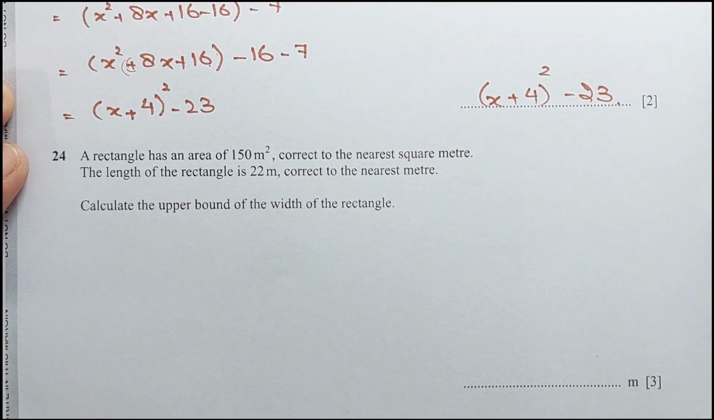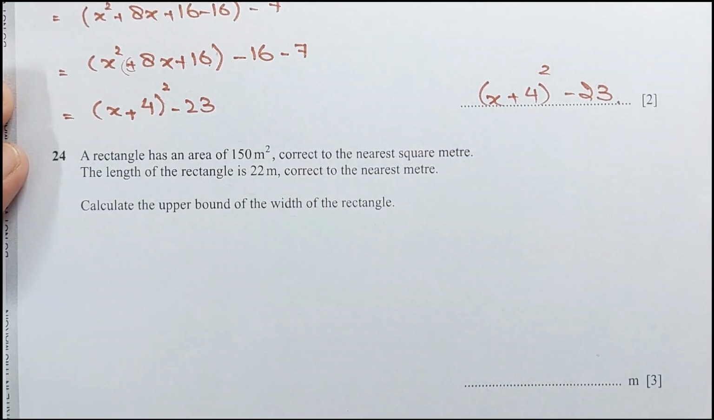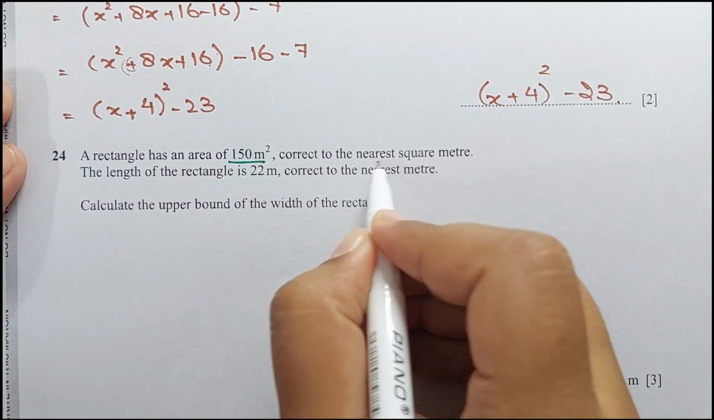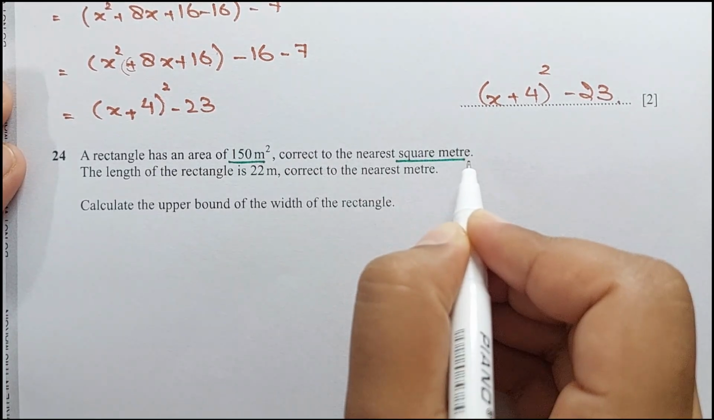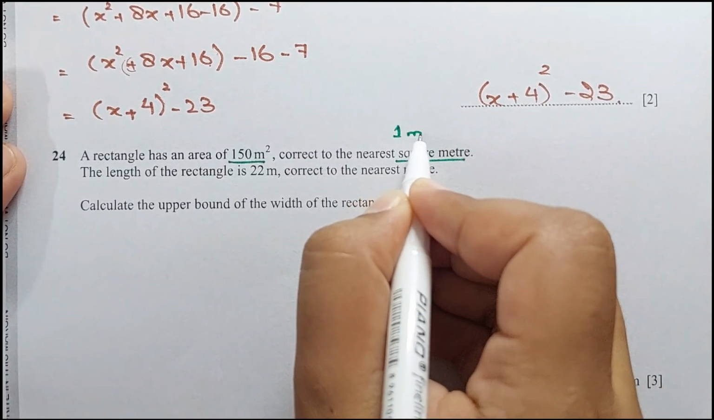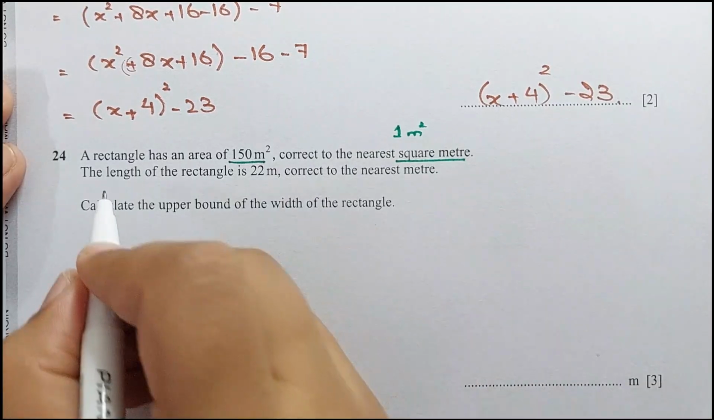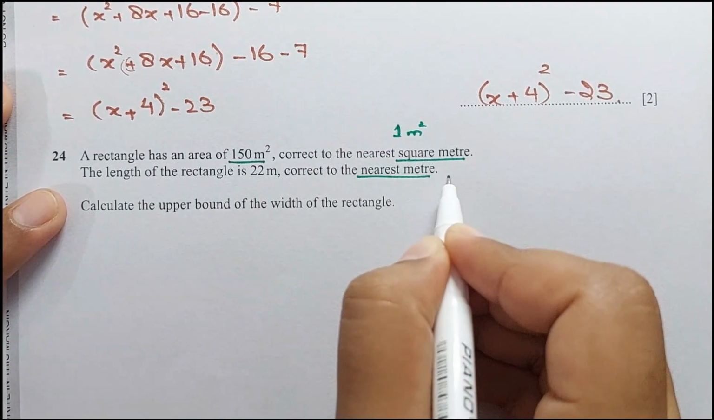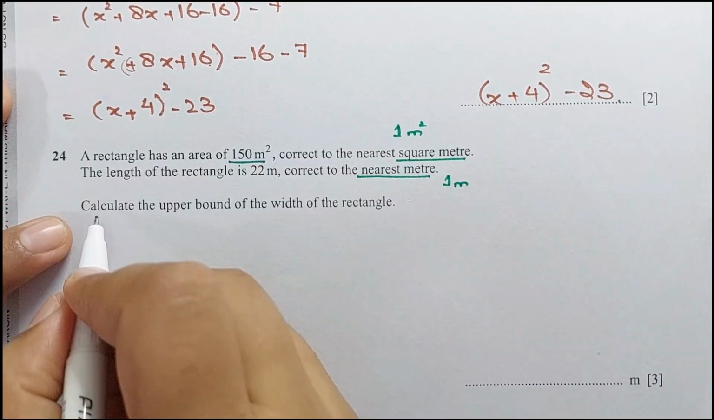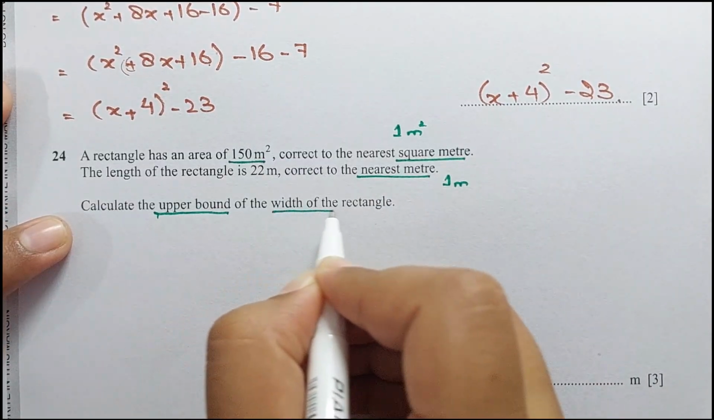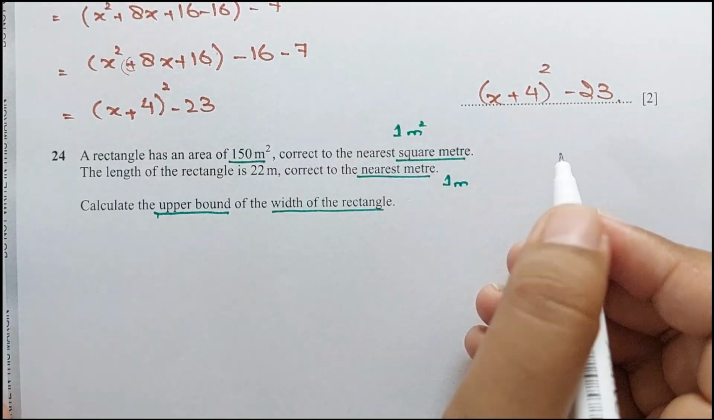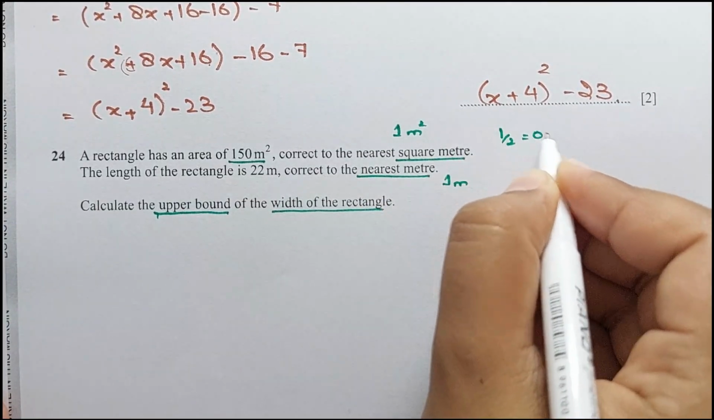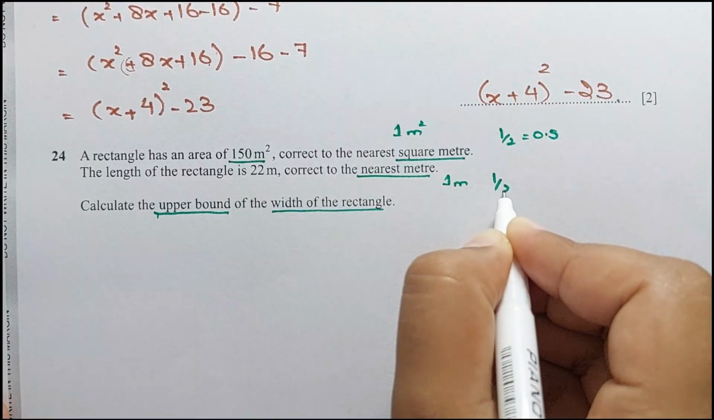Question number 24. A rectangle has an area of 150 square meters, correct to the nearest square meter, which means 1 square meter. The length of the rectangle is 22 meters, correct to the nearest meter, which means 1 meter. Calculate the upper bound of the width of the rectangle. Correct to the nearest means half of 1, which is 0.5. So we have to add and subtract 0.5.